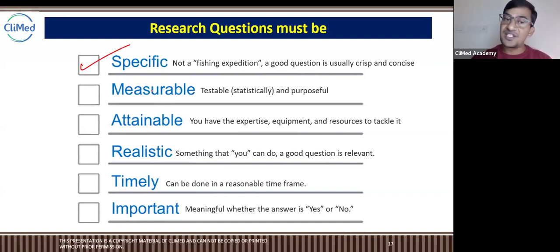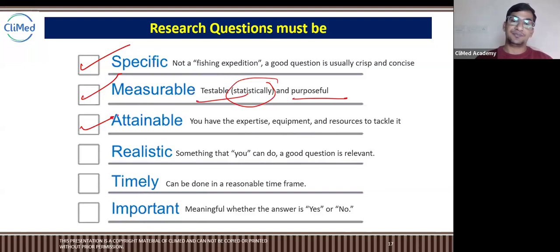Then measurable. Measurable means testable. It should be purposeful and statistically good, statistically measurable. It will give us the potential outcomes. Like, we are looking for at least this much change, the hypothesis, this much change in the outcome, in the treatment pattern, in the epidemiological things. And we have the sample size. So it should be testable, statistically testable.